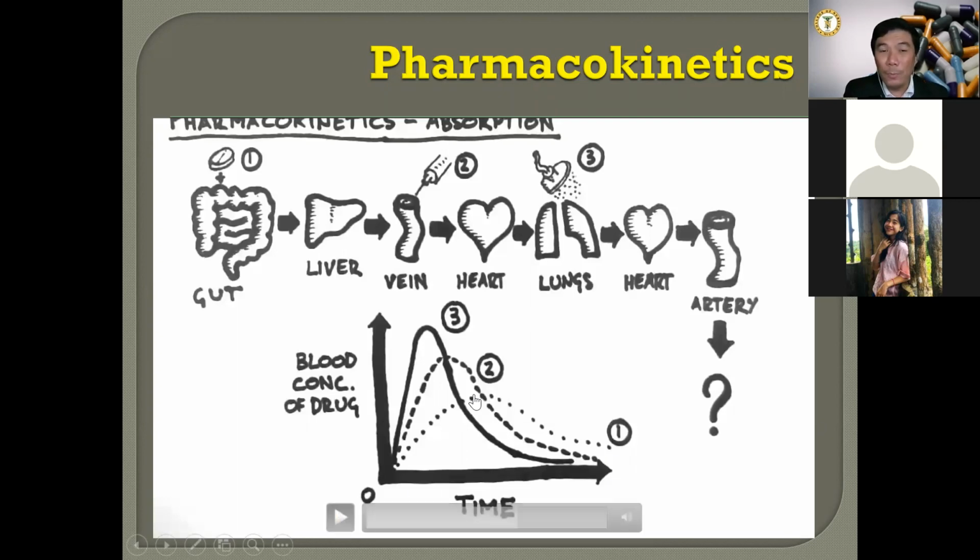Now, from this comparison of number one, oral, number two, intravenous, and number three, via inhalation, in number three, which is inhalation, a shorter journey and shorter pacing are expected, because from the lungs, it just proceeds to the left side of the heart and then to the systemic circulation. So that's why, as you have noticed, the peak concentration level is reached in a shorter time compared to intravenous and compared to the oral medication.